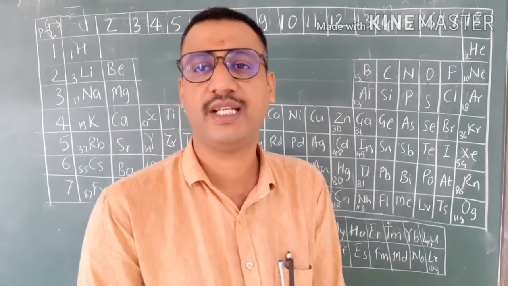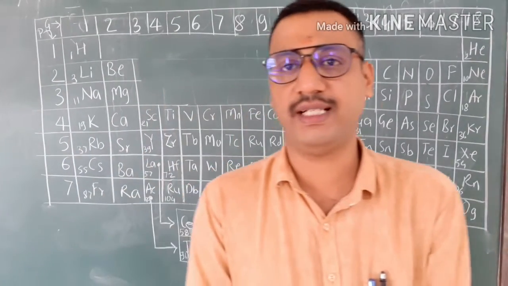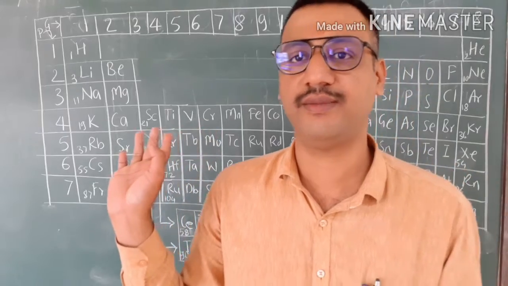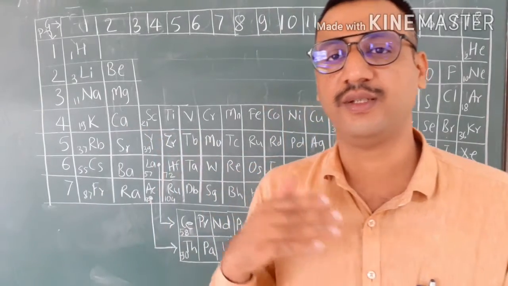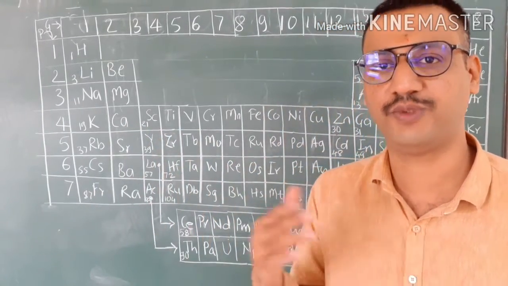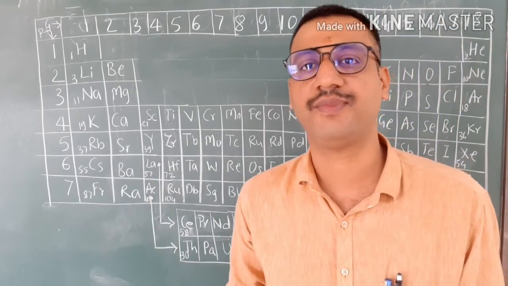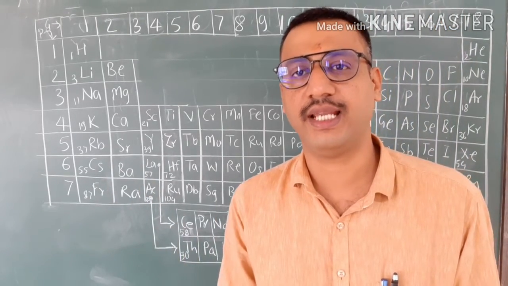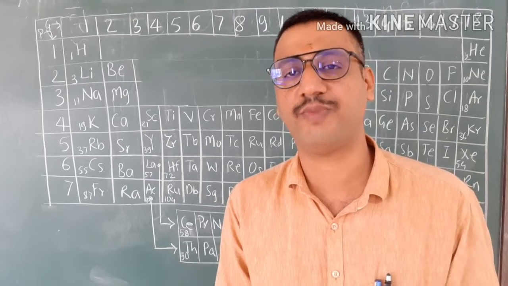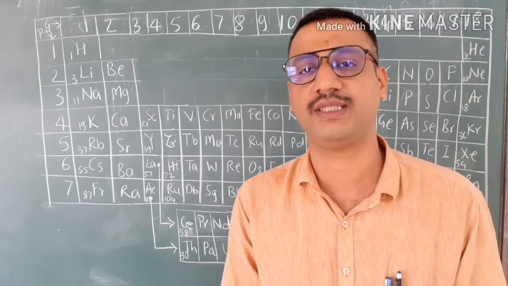Names of a few elements are derived from the names of planets. Here you will find uranium based on Uranus, plutonium from Pluto, neptunium, and Ceres, cerium. Like that, names of a few elements are derived from the names of planets, scientists, and places.